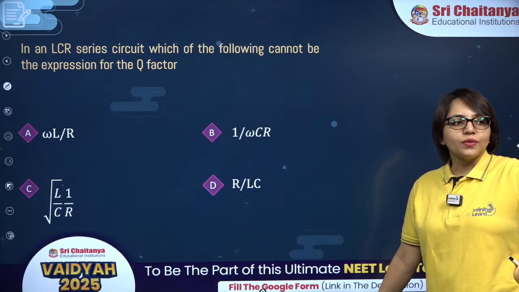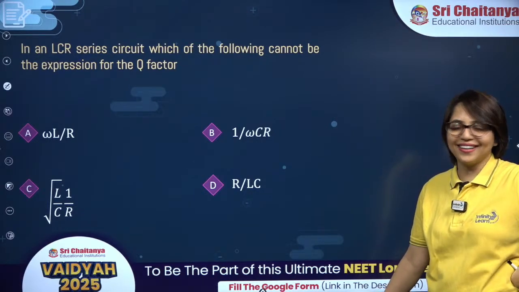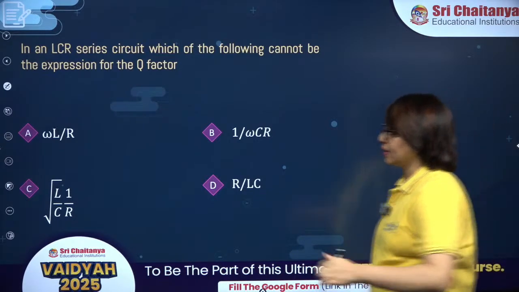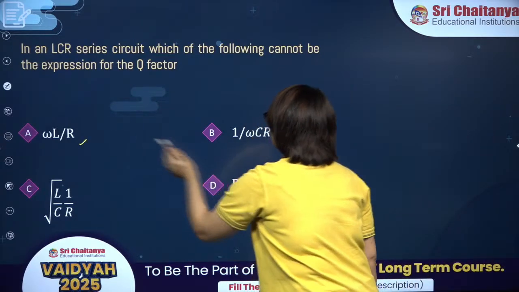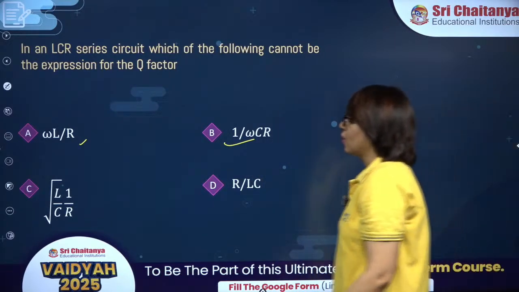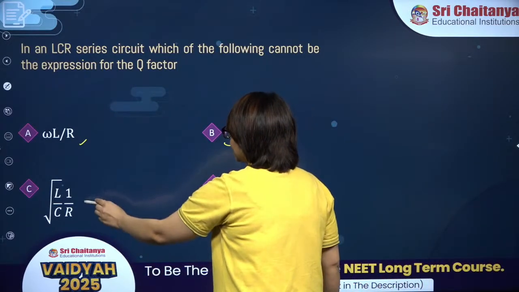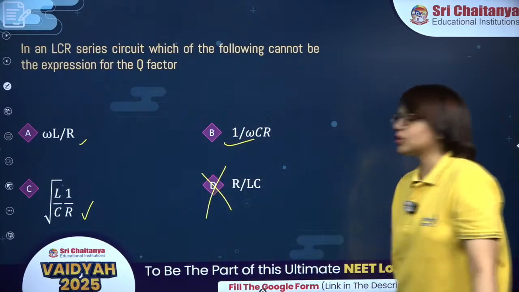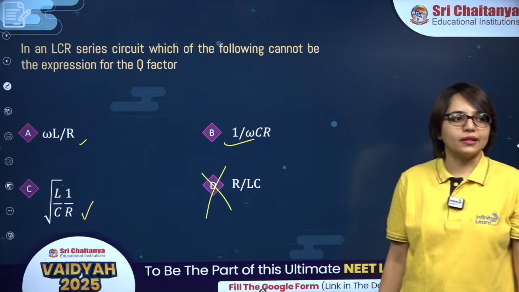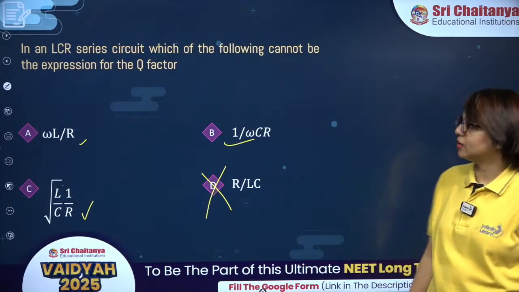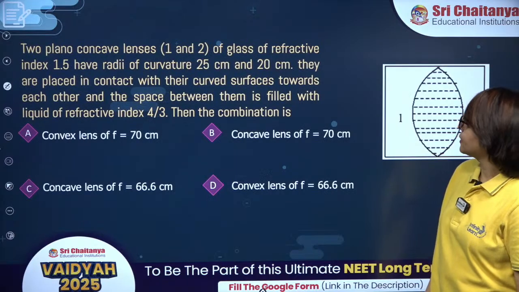Try this one, option D, yes. It is omega L upon R is one of the expressions of Q factor, or 1 upon omega C into R is one of the expressions of Q factor, or it is under root of L by C times 1 upon R, and this is not the expression of Q factor. So yes, option D is the correct answer. Well done guys, well done. Chaliye, next is this one.